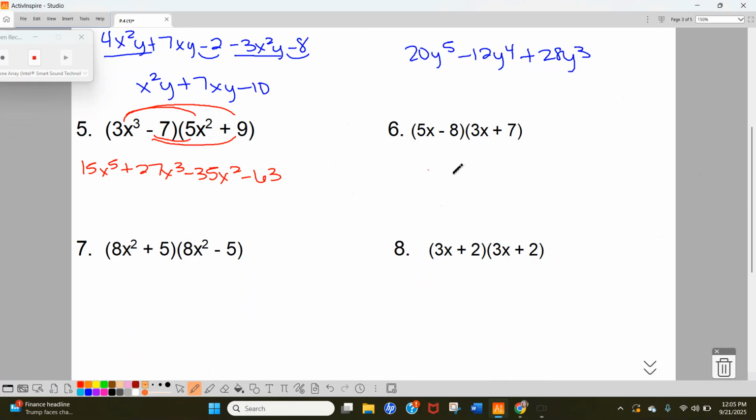Number 6, though, I believe that we're going to get some like terms. So 15x squared plus 35x minus 24x minus 56. And then you do have some like terms in the middle. So we'll get 15x squared plus 11x minus 56.